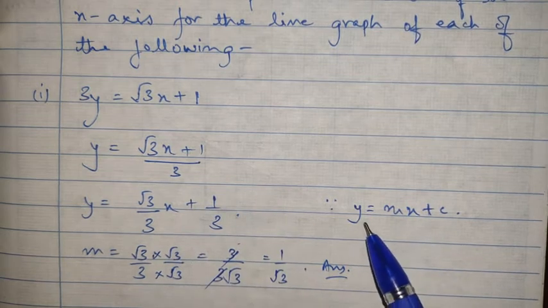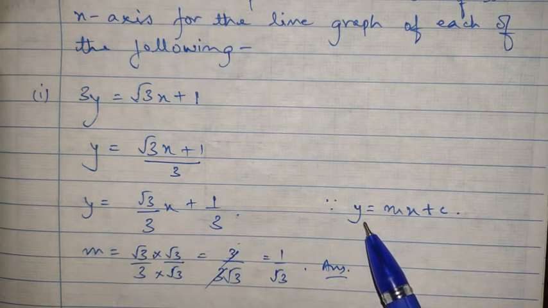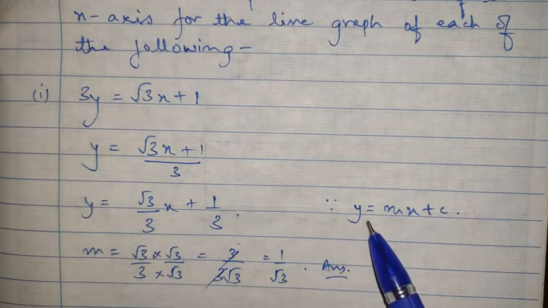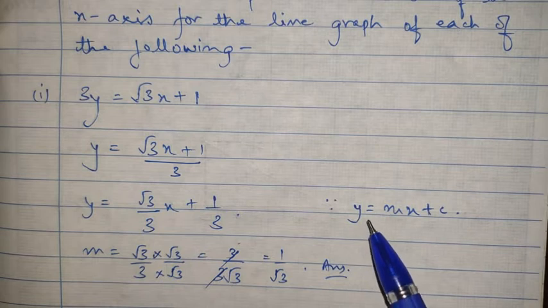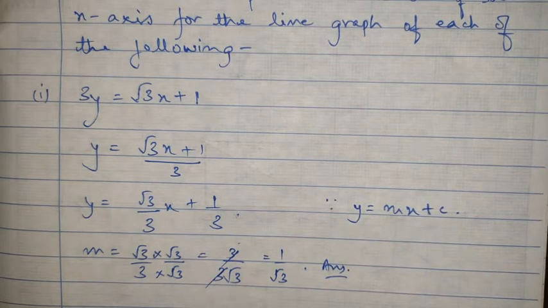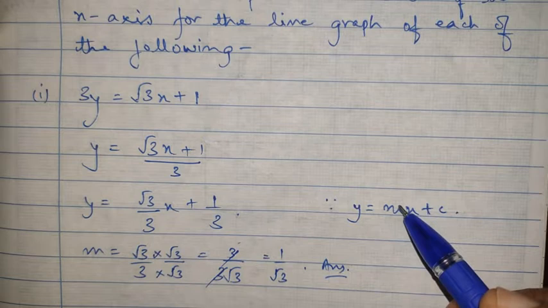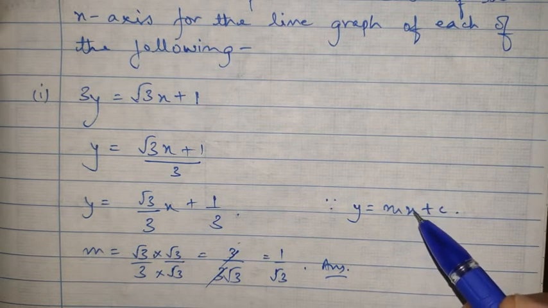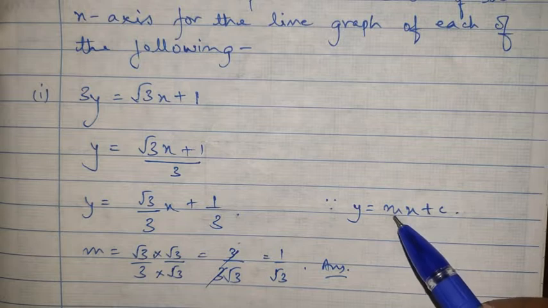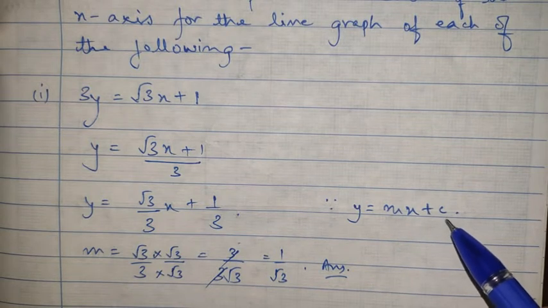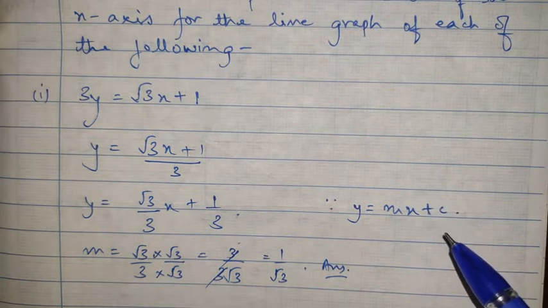Now, as you must have studied in the notes, whenever you make any linear equation into this format, that is y = mx + c, the coefficient related to x is your slope. It is represented by m, and c is the y-intercept. Y-intercept means the point where the straight line meets the y-axis.